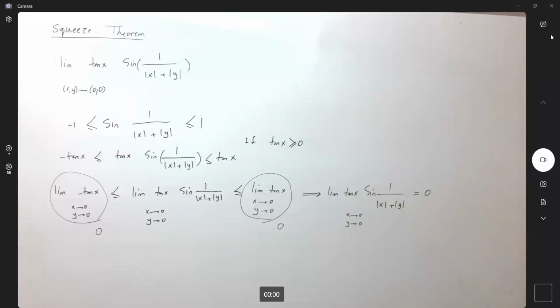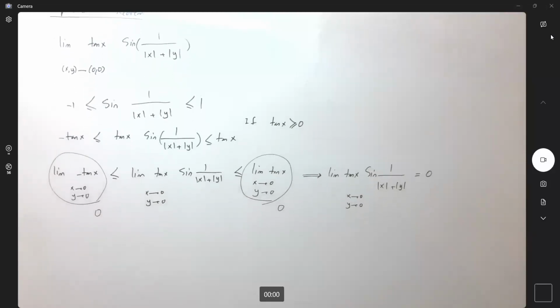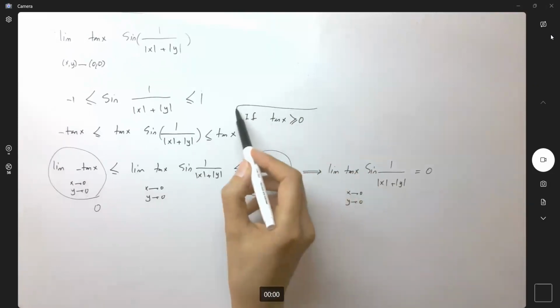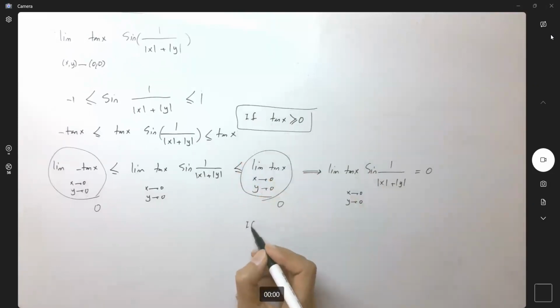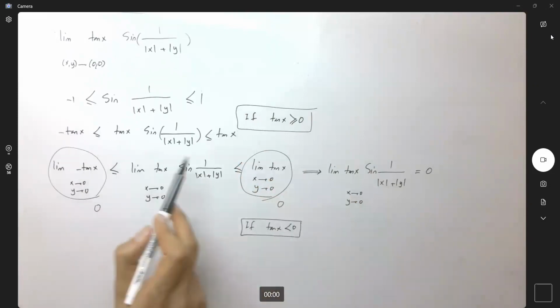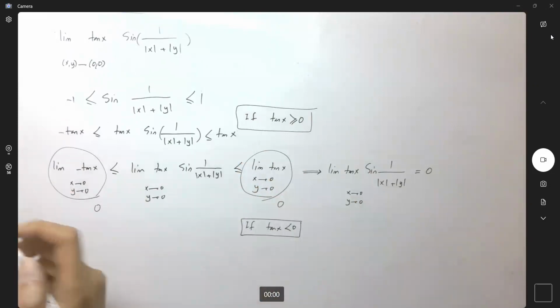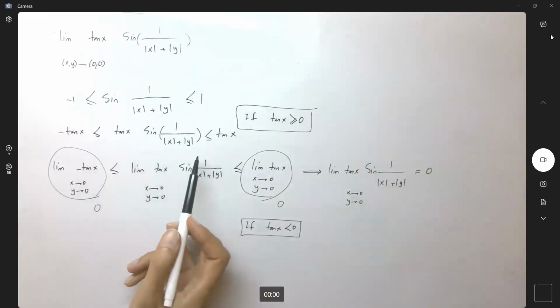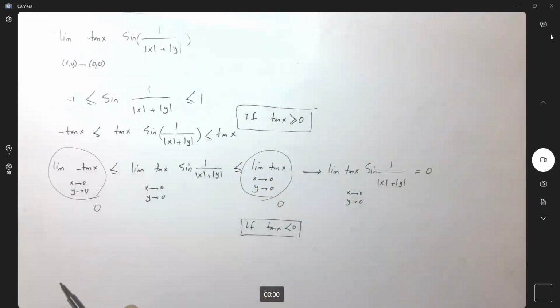With the same argument, this is the first scenario. The second scenario, if your tangent of x is negative, well, if you multiply both sides by tangent, you have to flip the direction of your inequalities. Am I right? Well, what do we get instead? We get tangent of x less than or equal to tangent of x times sine of 1 over absolute value of x plus absolute value of y less than or equal to negative tangent of x.